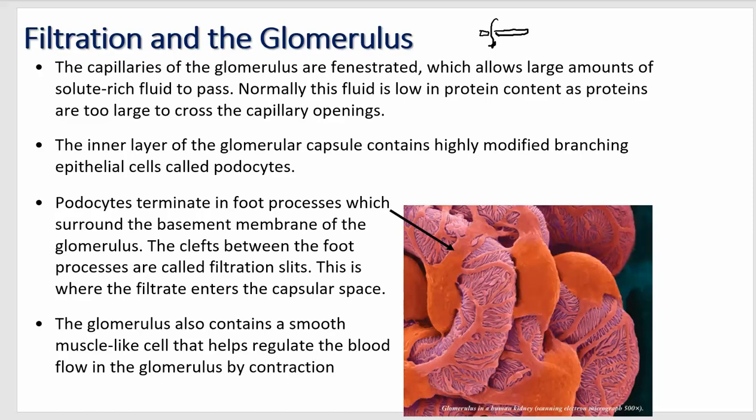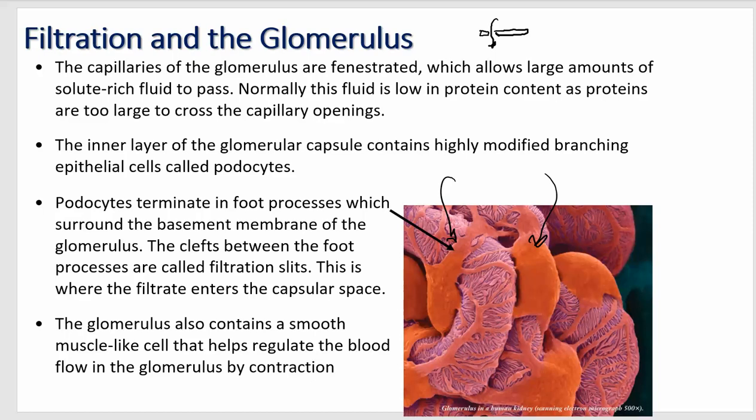The inner layer of the glomerular capsule contains highly modified branching epithelial cells called podocytes, and we can see pictures of those on here. Podo meaning foot, so they're little foot processes that surround the capillaries. They terminate in those foot processes which surround the basement membrane of the glomerulus. The clefts between the foot processes are called filtration slits. We're going to see an actual drawing of that instead of an electron microscope picture, which is also cool. So that's where the filtrate enters the capsular space, the Bowman's capsule. So they escape from the capillary and move into the Bowman's space through those filtration slits.